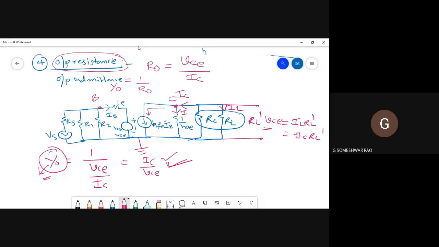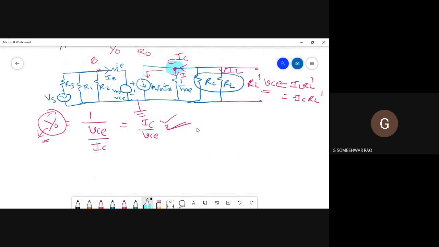Now we are interested in calculating this ratio. To calculate this, once again, apply the KCL at the collector terminal. This is the collector terminal. Let me highlight this collector terminal. Whatever I am highlighting with a blue color, this is the collector terminal. Now at this collector terminal, apply the KCL. So if I apply the KCL, what will happen? Just look here. So what is the KCL?